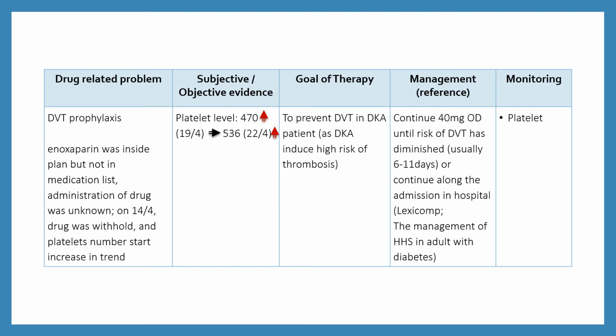Another drug-related problem is that enoxaparin as DVT prophylaxis was in the plan in the progress note, but not in the medication list. Hence, administration of the drug was unknown. However, on 14th April, the progress notes noted that the drug was withheld and platelet numbers started an increasing trend in the lab results. Since DKA may induce a high risk of DVT, the patient should be given enoxaparin 40 mg OD until the risk of DVT has diminished, or continue along the admission in the hospital, and close monitoring should be done on the platelet level.